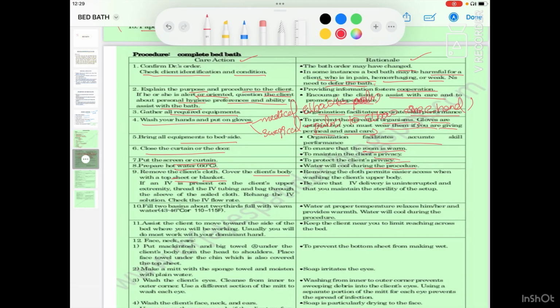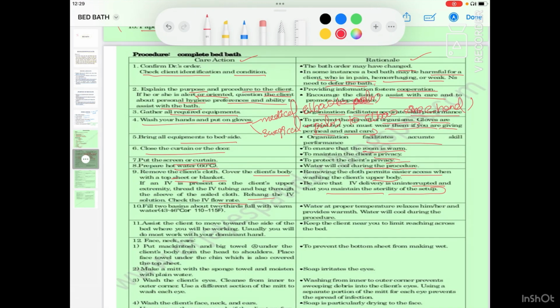Check the IV flow rate. If it is there, we can stop it for a while and keep it there. Then remove the clothing to permit easier access when washing the client's upper body, and be sure the IV delivery is uninterrupted and that we maintain the sterility of the setup. Why? Otherwise the soap and everything will get mixed with it. So it's about the IV and sterility, so that we keep all of that away.